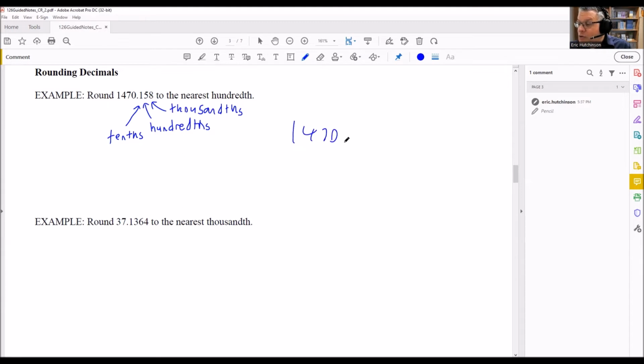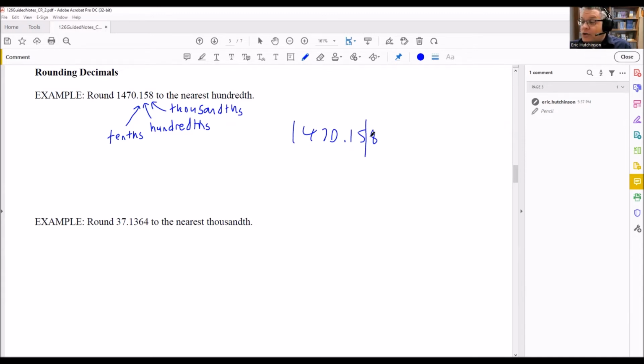I'm going to write out this decimal, and it says round to the nearest hundredth. I'm going to put a bar right after the position it wants us to round to. It wants us to round to the hundredth position, so I'm going to put a bar after the 5. That bar represents up to the hundredths position.